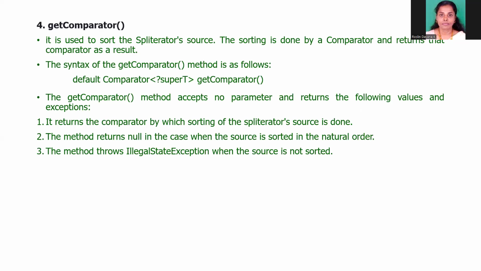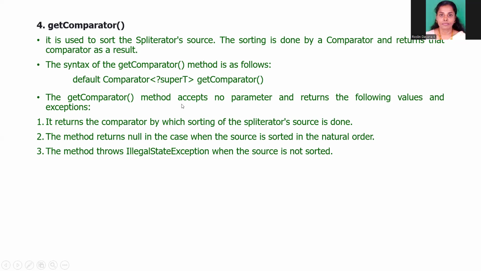Next is getComparator. It is used to get the comparator by which the spliterator source is sorted, and returns that comparator as a result. The syntax of the getComparator method is as follows. It is a default Comparator, and its method name is getComparator. It returns a comparator of a super type.